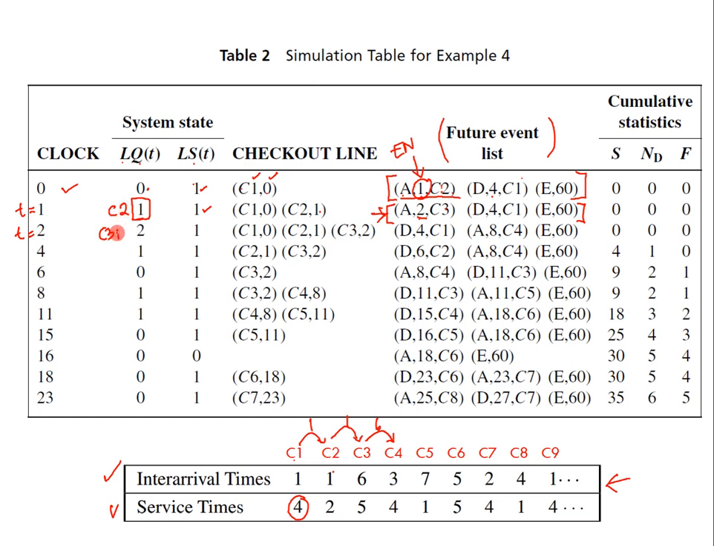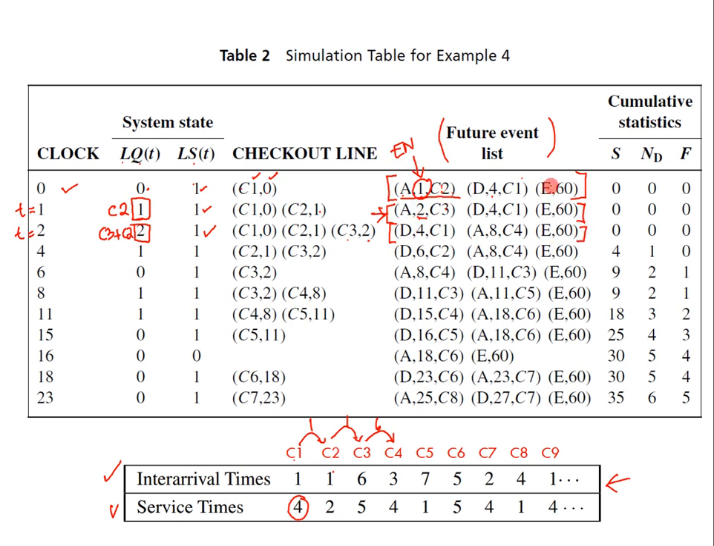So now customer 3 arrives here. We have customer 3 and customer 2 waiting in the queue. This is the number of customers in the queue, customer 3 and customer 2, because customer 1 is still at the server. So the server is still busy with one customer. Who is at the checkout line now? At the counter and also in the waiting line: customer 1, customer 2, and customer 3 who arrived at time 2. Then we need to update our future event list.